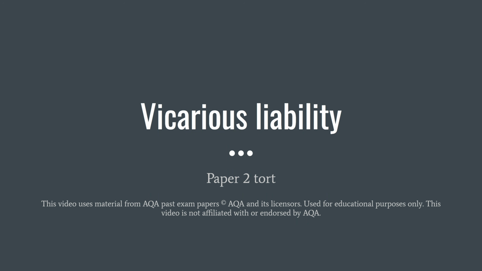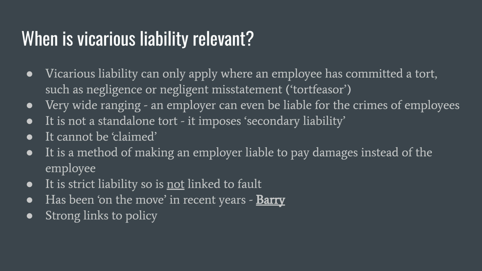Hello and welcome to this video about vicarious liability, which you'll find in paper 2 of the AQA A Level law exam. So we're first going to look at when vicarious liability is relevant, and you'll find it in scenario questions in the exam where an employee has committed a tort such as negligence or negligent misstatement, and a person that commits a tort is called a tortfeasor.